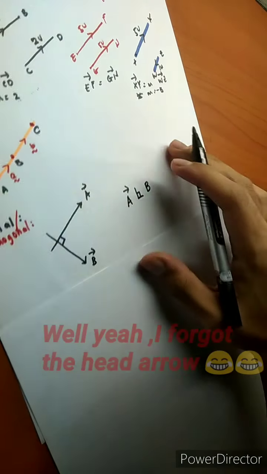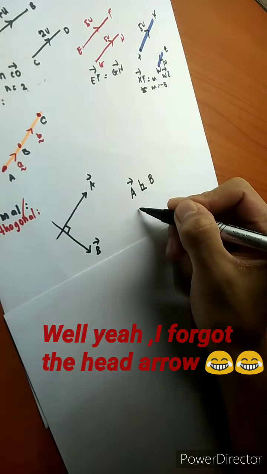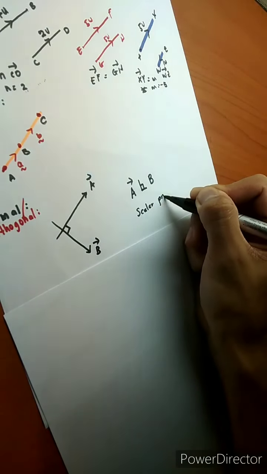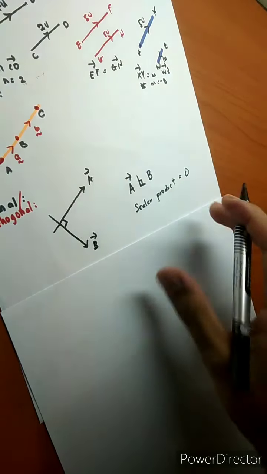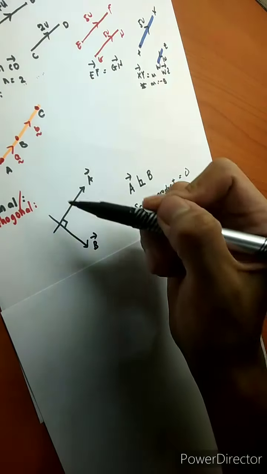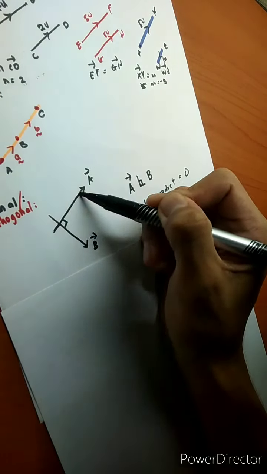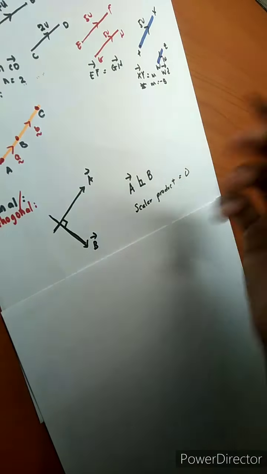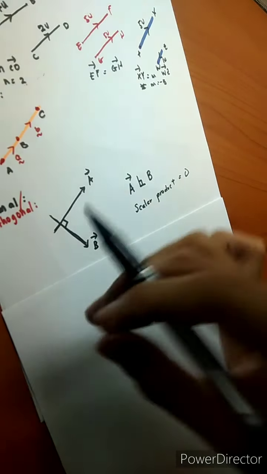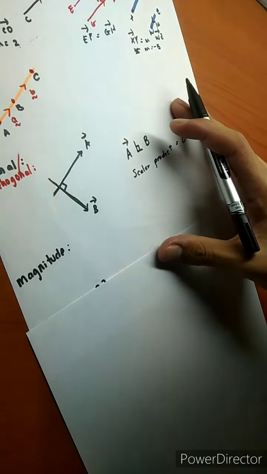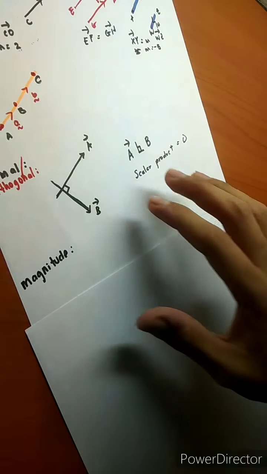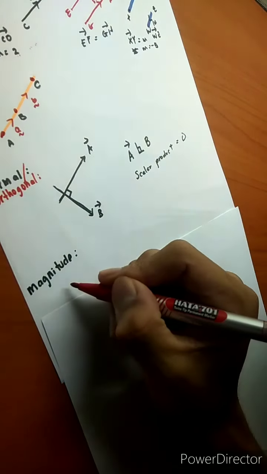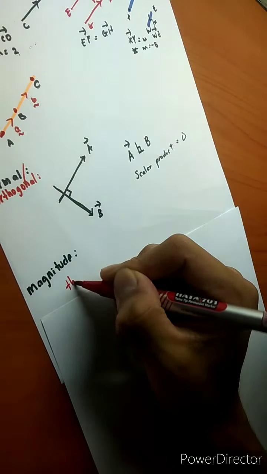The scalar product is equal to 0. You don't have to be concerned about this, because it is just an extra. All you need to know about orthogonal or normal vectors is that they must form a 90 degree angle with each other. And magnitude, I have already discussed previously. It is simply using the Pythagorean theorem.